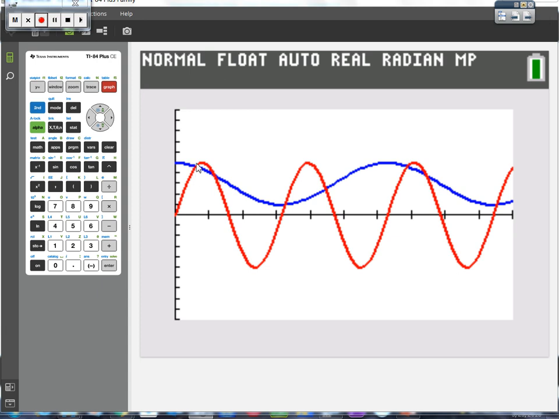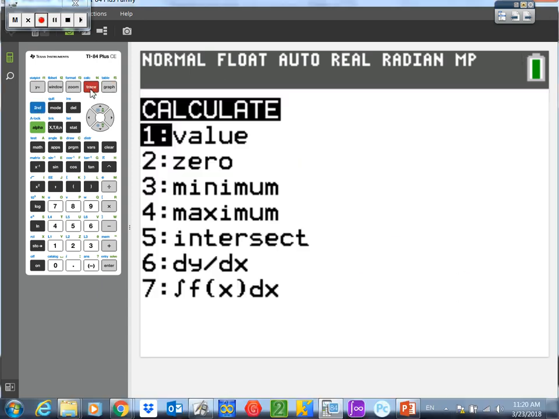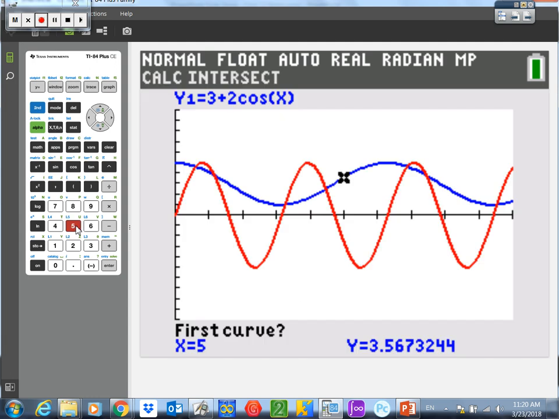We want to look at this intersection first. So we would do our second calc. Our intersection is number 5. And then I'm just going to scroll over there. I'm going to start with my smallest angle measure. Okay, and let's see what that is.